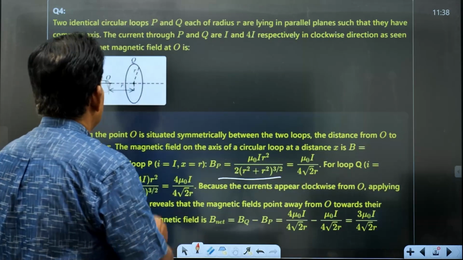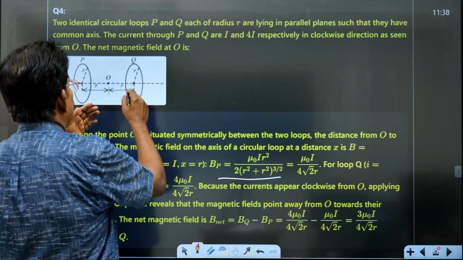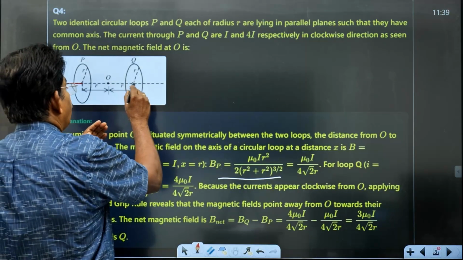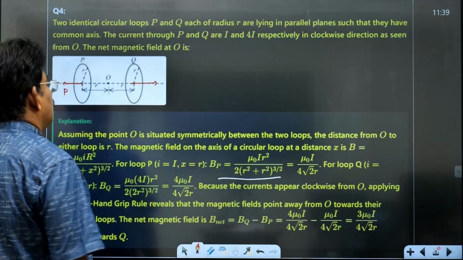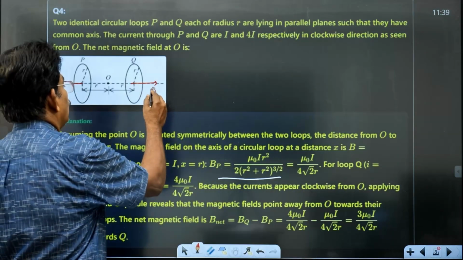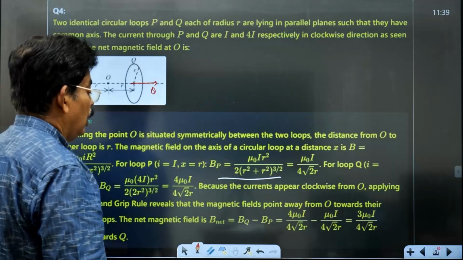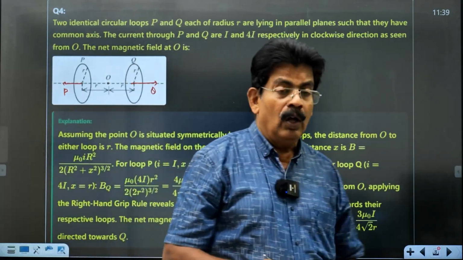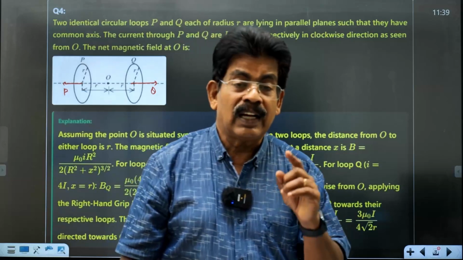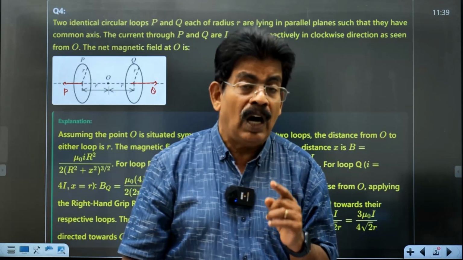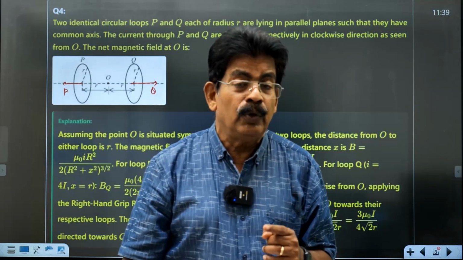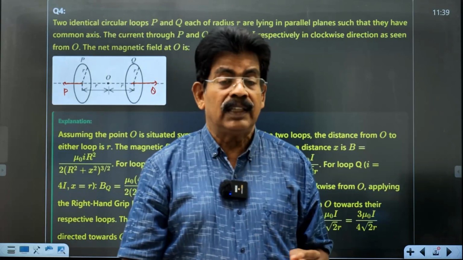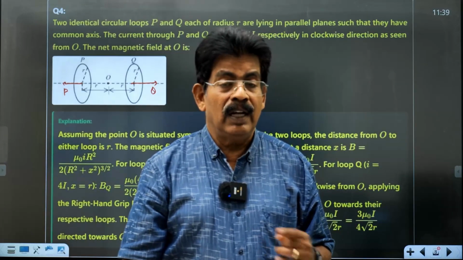Now, same explanation here. Looking into it, magnetic field is getting into the coil Q, that field is towards right, that is towards the direction of Q. Now only one difference in the coil Q: current in coil P was I, current in coil Q is 4I. Only difference is that current, others are same, distance is same, everything is same.